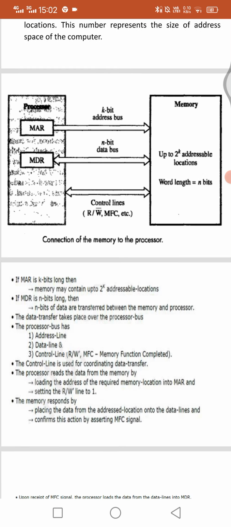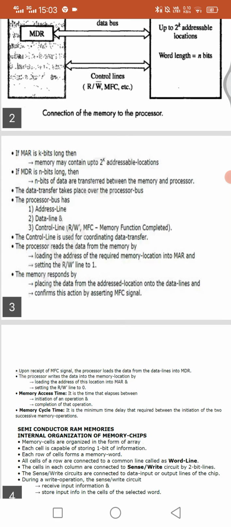Next, coming to how we connect memory to the processor. In the first unit also we discussed this topic, that is how we connect the processor and memory. The processor contains MAR and MDR, and the memory contains some addressable locations. For connecting, we have the address bus, the data bus, and control lines. Let us discuss that in detail.